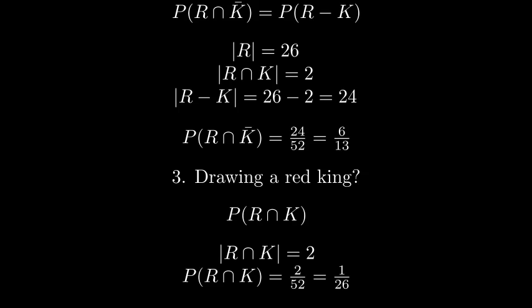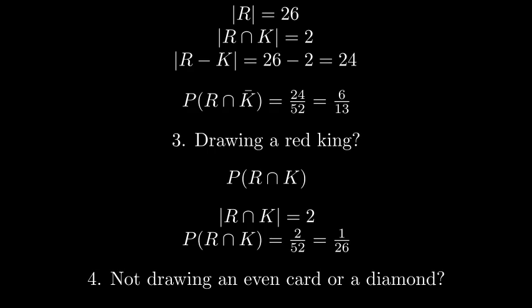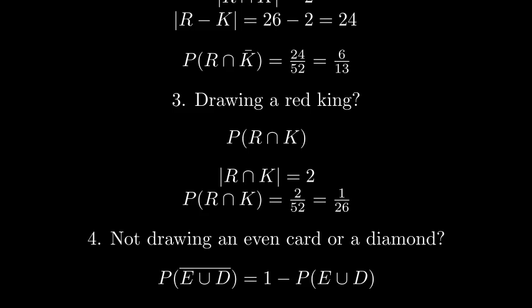Finally, let's look at a problem that will lead us into our next topic. What is the probability of not drawing an even card or a diamond? This is the complement of the event drawing an even card or a diamond. We can write this as the probability of the complement of E union D, which is 1 minus the probability of E union D. To solve this, we need to find the probability of the union of the set of even cards and the set of diamonds. How do we calculate the size of a union? If we just add the sizes of the 2 sets, we might be double counting. This is the problem that the principle of inclusion-exclusion solves.